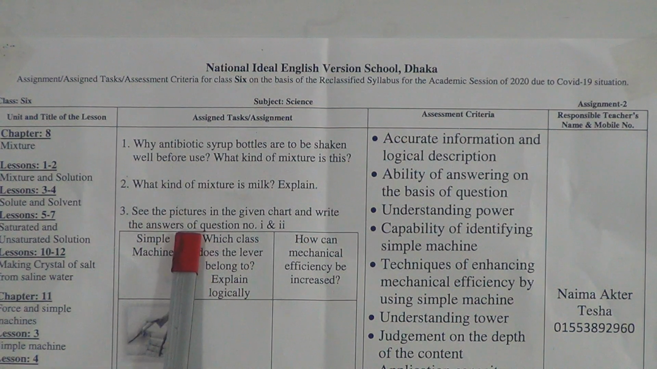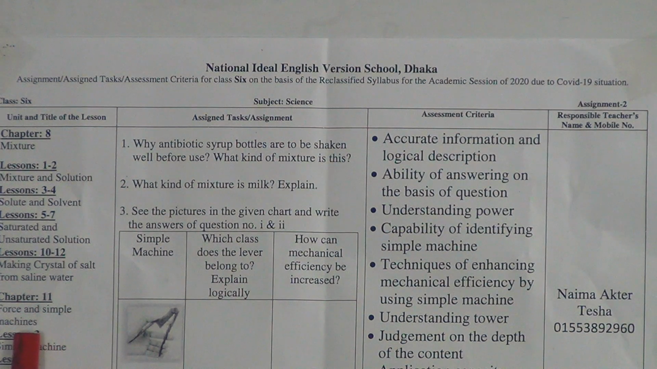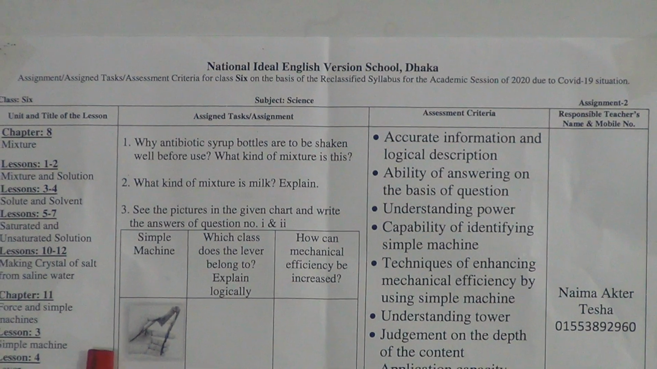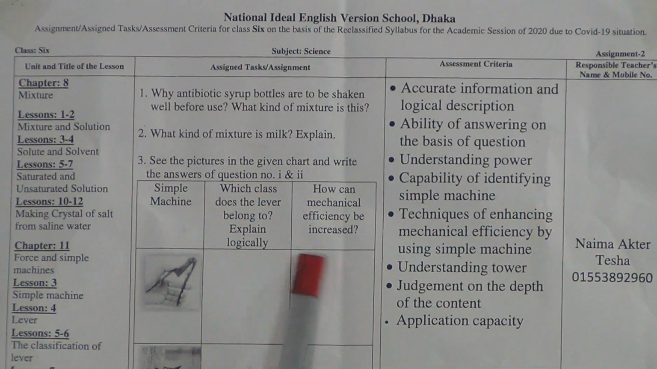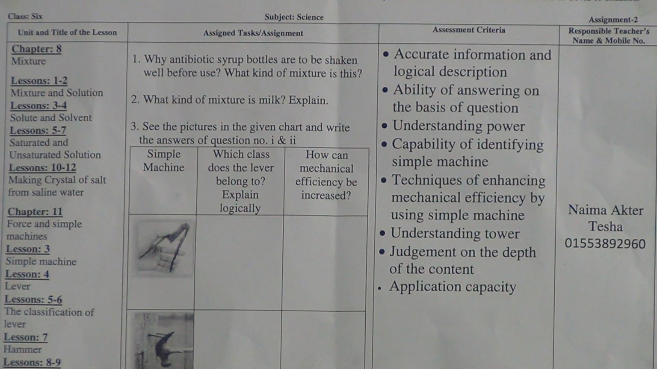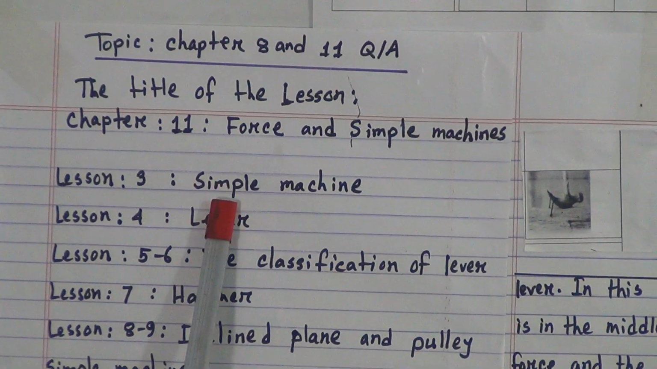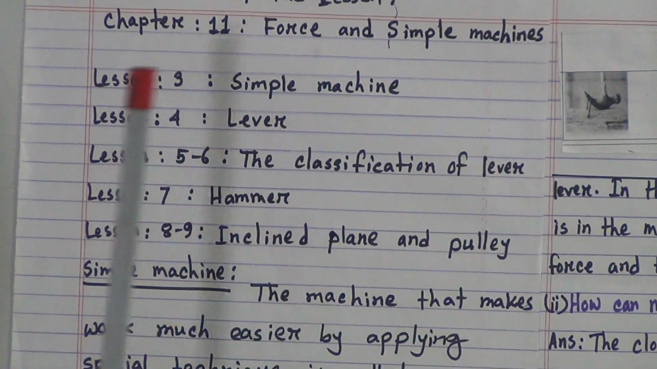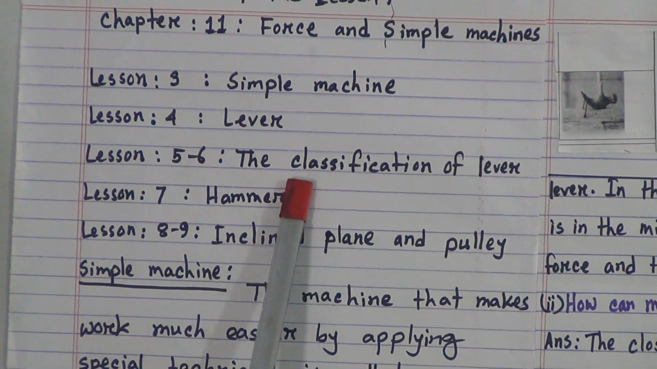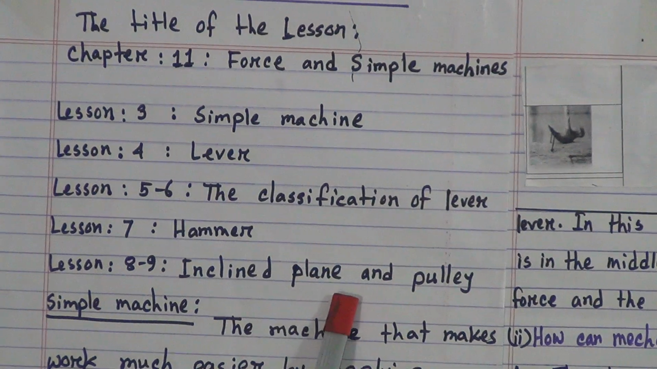Question number 3. See the pictures in the given chart and write the answers of question number 1 and 2. This belongs to chapter 11, force and simple machine. Today I will discuss this question answer. See the titles of the lessons of this chapter. Chapter 11, force and simple machines. Lesson 3, simple machine. Lesson 4, lever. Lesson 5 to 6, the classification of lever. Lesson 7, hammer. Lesson 8 to 9, inclined plane and pulley.